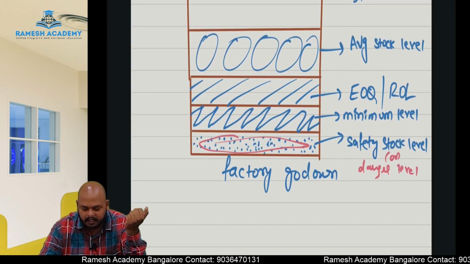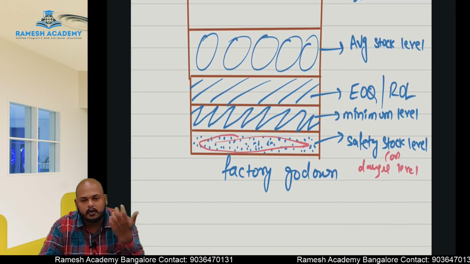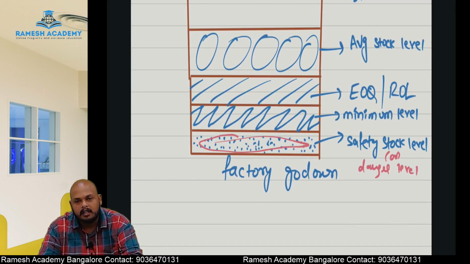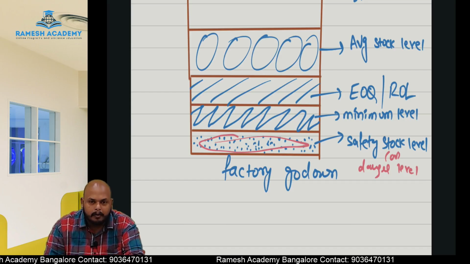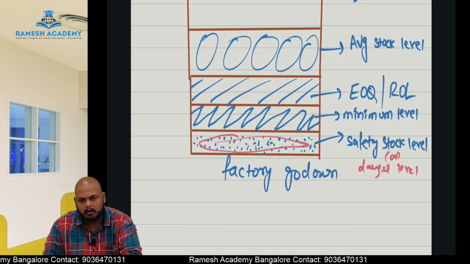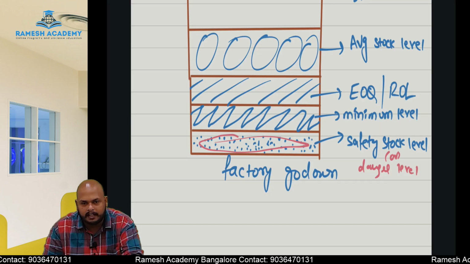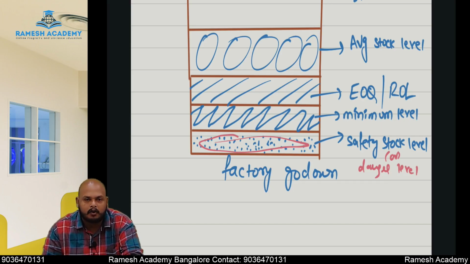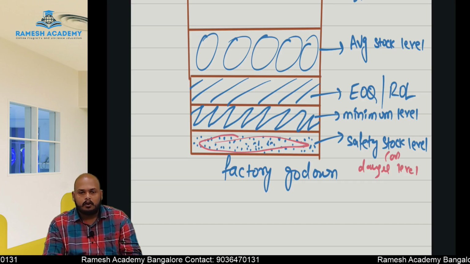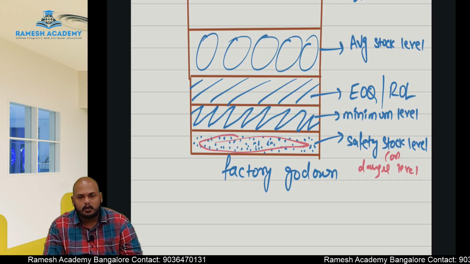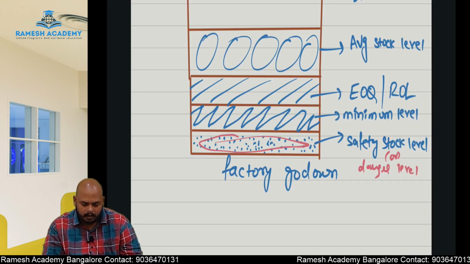So when this level is reached, the issue of raw material to the production department will be stopped immediately. Why? Because below this there is no other stock. This is only the last stock which we are holding. After this level there is no other level, the factory godown is going to be empty. So when the stock reaches this level, the issue of raw material will be stopped immediately.